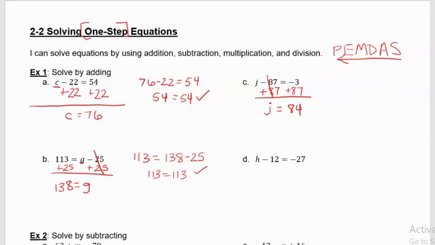So I can go back through and plug J back in. So I have 84 minus 87 equals negative 3. Well, 84 minus 87 is negative 3, so I get negative 3 equals negative 3, and that works. Try D on your own. So go ahead and pause the video and try it on your own.